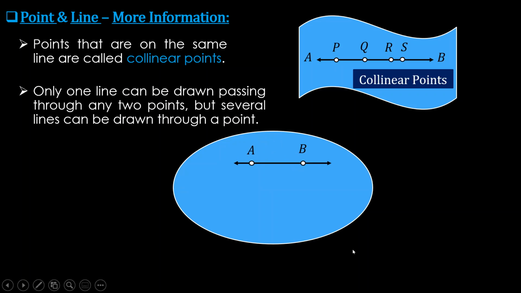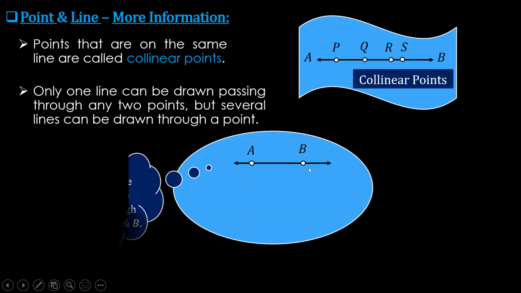So in this case, there are 2 points A and B. Only one line can be drawn between 2 points. We cannot draw any other line except this one to connect these 2 points A and B. So A and B, there are 2 points, and we can have only one line, this line, passing through these 2 points A and B.